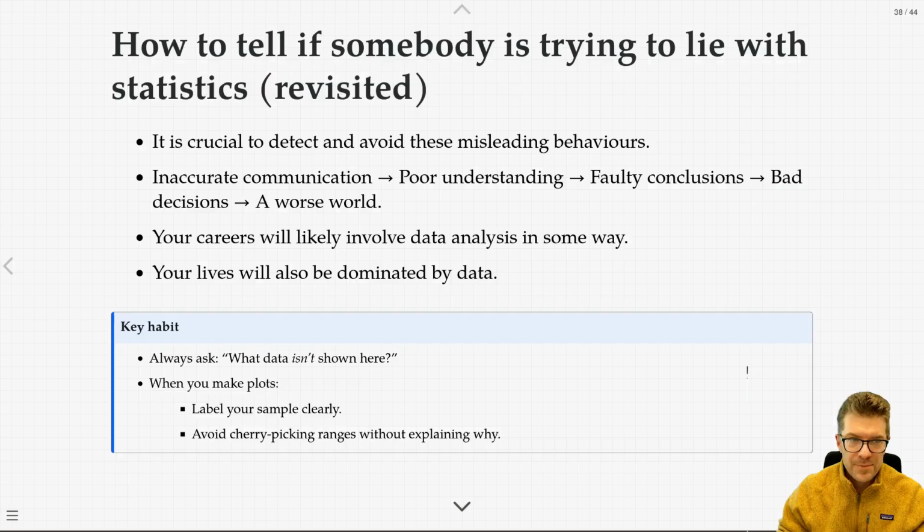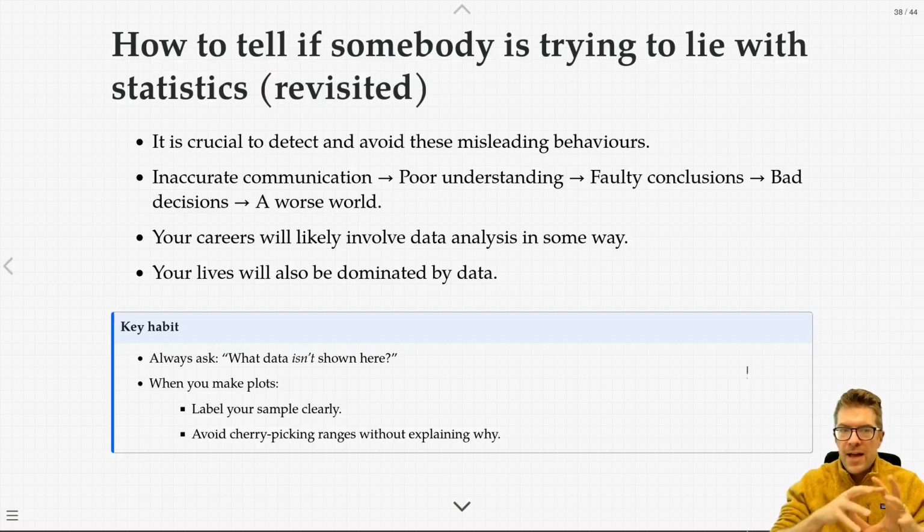Final thoughts. So again, this is part of the reason why this is such an important module for me. We want to be able to tell if somebody is trying to lie or trying to be deceptive, or even being deceptive accidentally with statistics. It is crucial to detect and avoid these misleading behaviors.